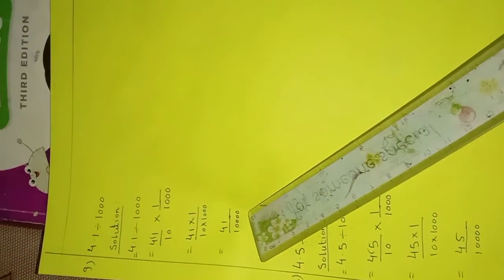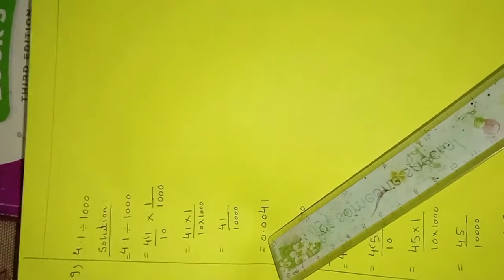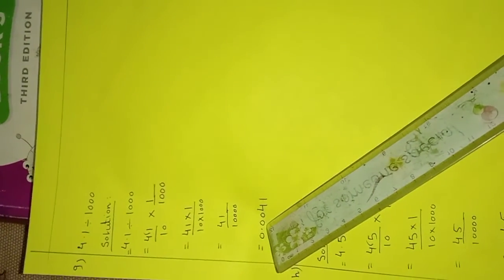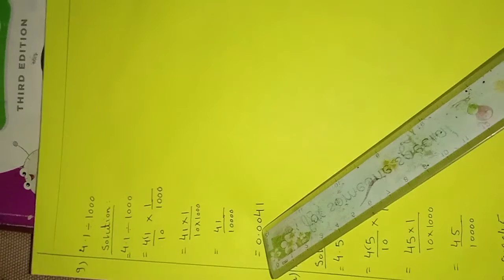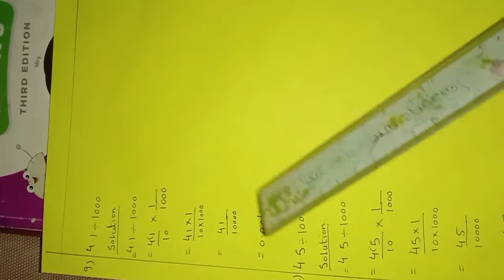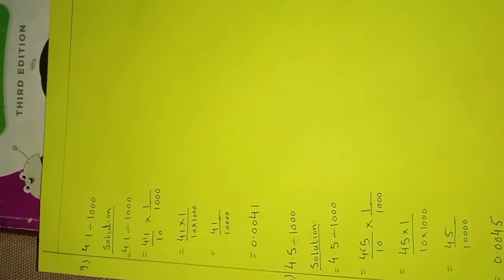You know that there is 10,000 in the denominator and there are only 2 numbers in the numerator. So first of all, we will write 0 and point, and after that we will write 2 zeros at the place of 10th and 100th. After that we will write 41. So 0.0041 is your answer.